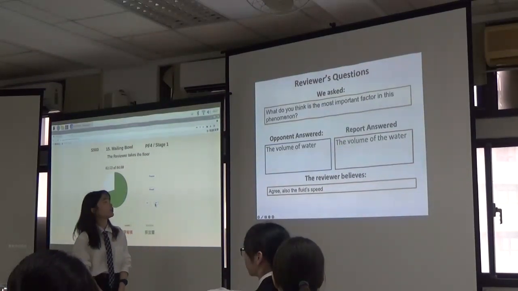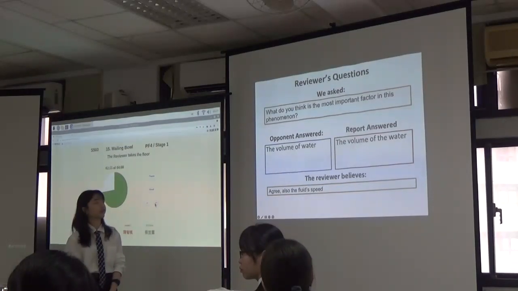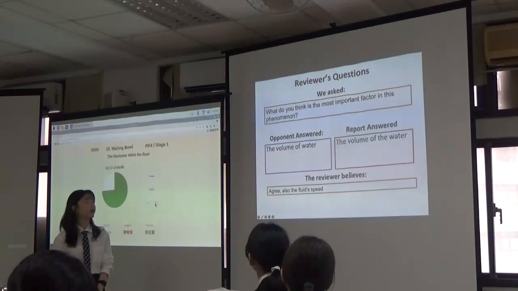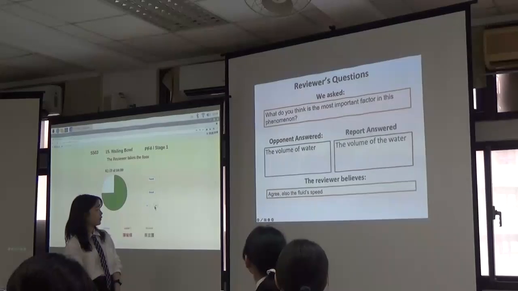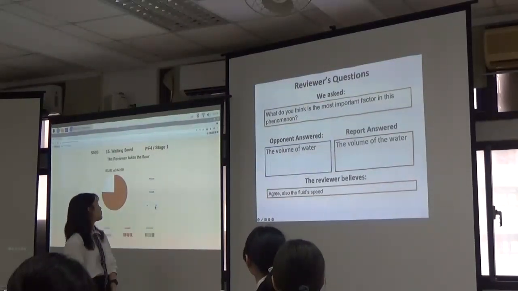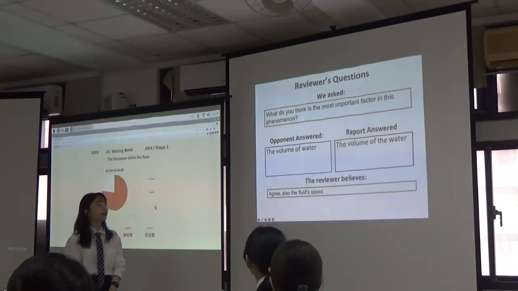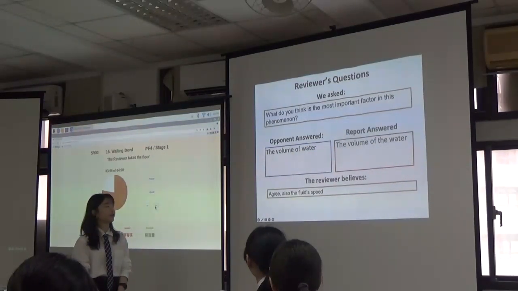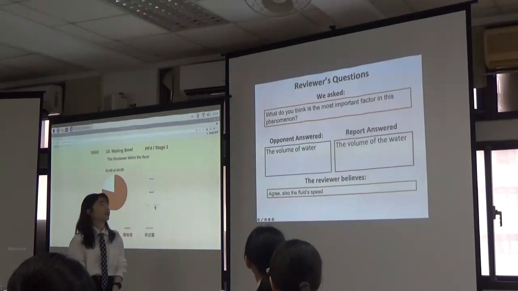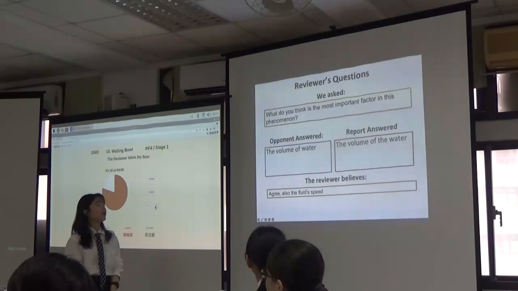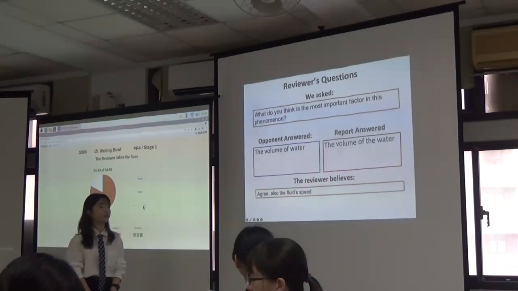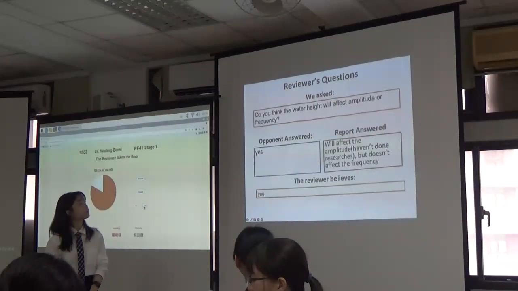And we asked, what do you think is the most important factor in this phenomenon? The opponent answered that the volume of water is the most important factor, and the reporter also believes that the volume of water is the most important factor, and we believe in that. But we also consider that the flow speed is a very important factor.